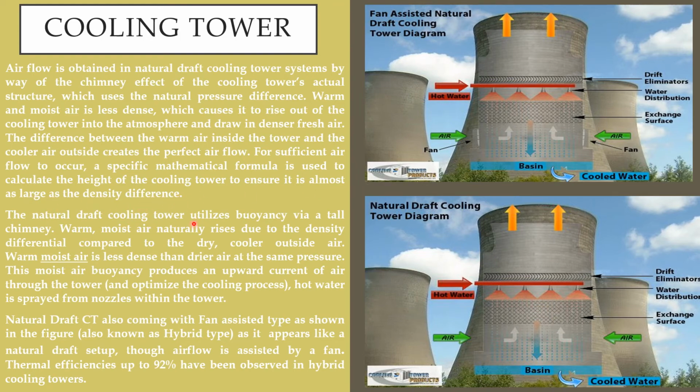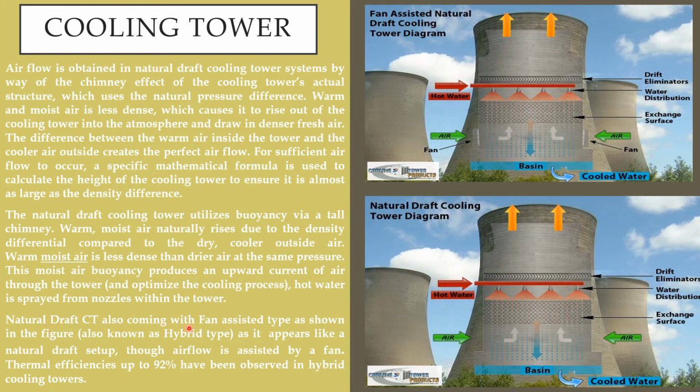The natural draft cooling tower utilizes buoyancy via a tall chimney. Warm, moist air naturally rises due to the density differential compared to the dry, cooler outside air. Warm, moist air is less dense than drier air at the same pressure. The moist air buoyancy produces an upward current of air through the tower, optimizing the cooling process. The hot water is sprayed from the nozzle within the tower.